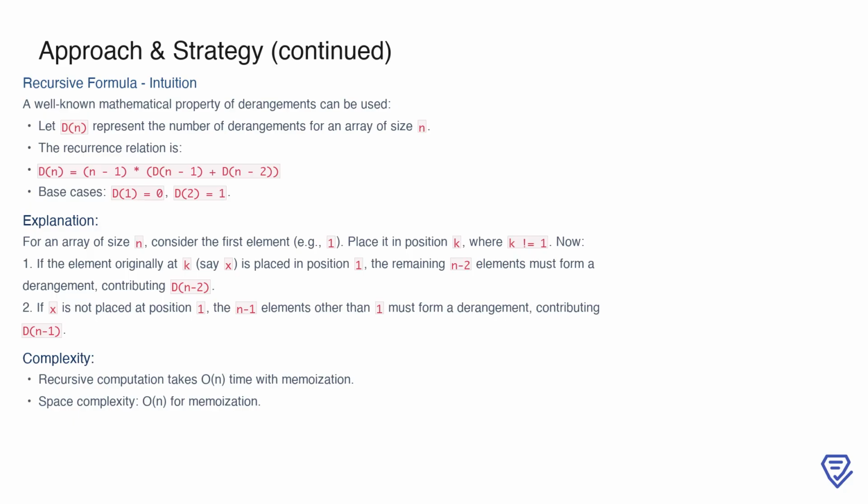To understand this, consider an array of size n and focus on the first element, for instance 1. If you place 1 in position k where k does not equal 1, there are 2 possibilities: either the element originally at k, let's call it x, is placed back in position 1, in which case the remaining n-2 elements must form a derangement, contributing d(n-2), or x is not placed in position 1, meaning the remaining n-1 elements other than 1 must form a derangement, contributing d(n-1). Combining these two cases gives us the recurrence formula.